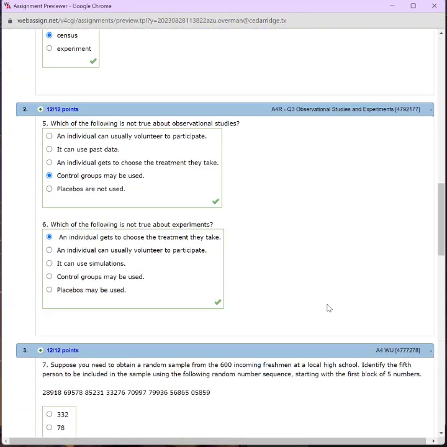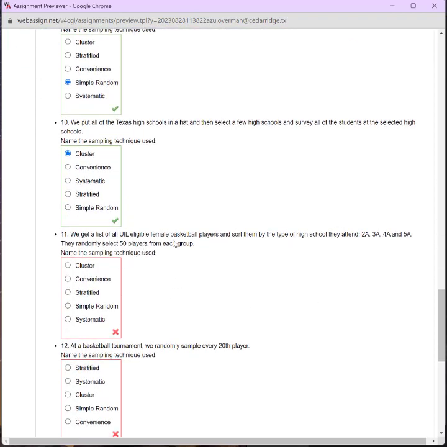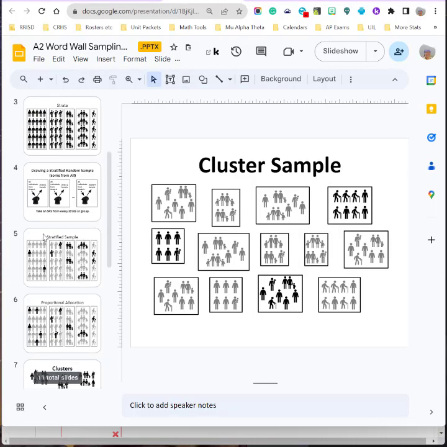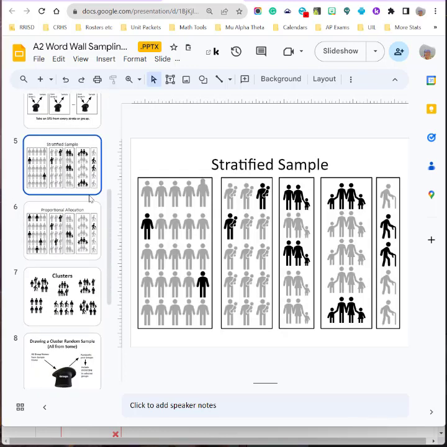All right, and so far so good. We get a list of all UIL eligible female players and sort them by the type of the high school they attend, 2A, 3A, 4A, and 5A. They randomly select 50 from each group. That should remind you of the stratified samples that we did. So it's like we're picking a couple from each group right there. So that was 2A, 4A, 5A, 6A. That is stratified.